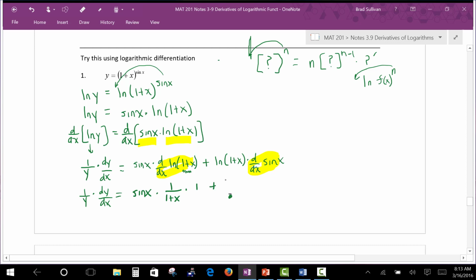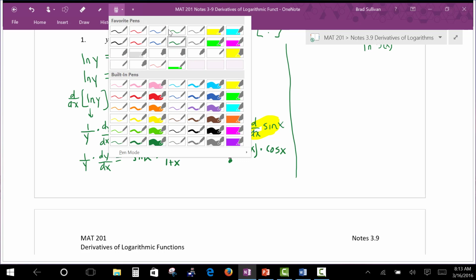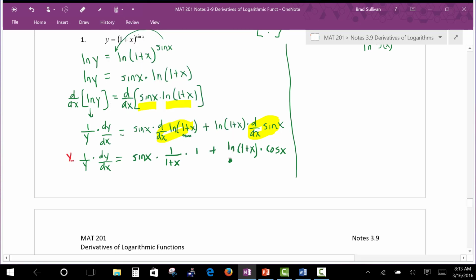Okay, so now we have plus ln of 1 plus x. What's the derivative of the sine? Cosine x. Okay, so we got that done. All right. Now I'll just move down to the bottom here. I think I've got room to do that. I'm not really done with the problem because dy over dx is not by itself. So how do I get dy over dx by itself? I multiply by y, right? The reason I've got to multiply by y is I've got to get rid of that y. That'll cancel out, and then you have to take this whole side and multiply that by y. Now we're ready to write the answer.